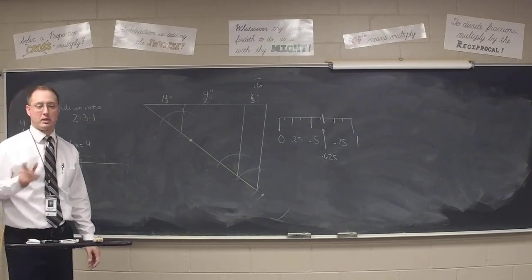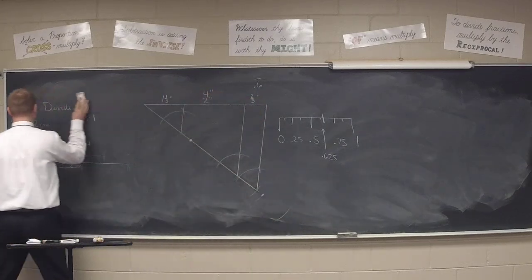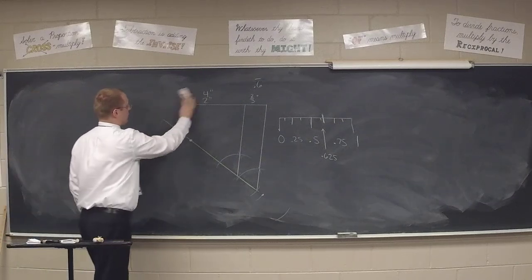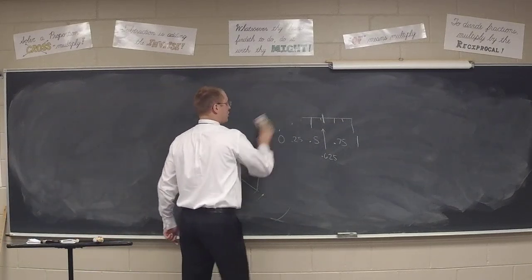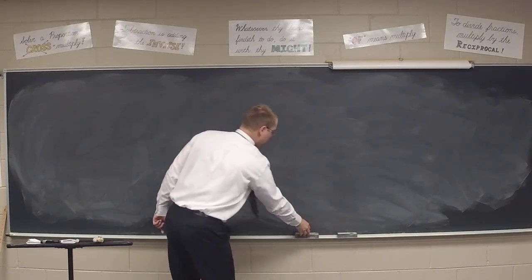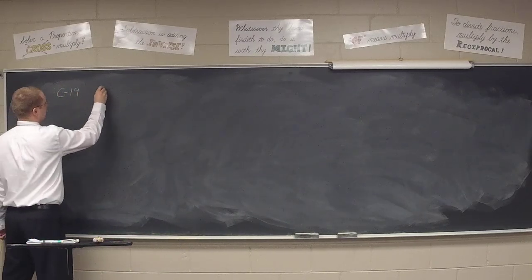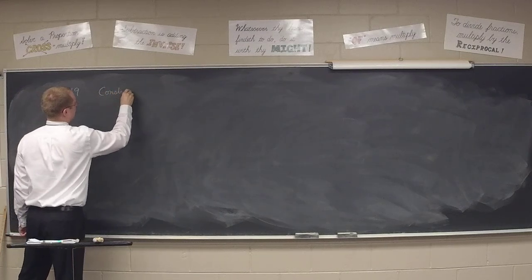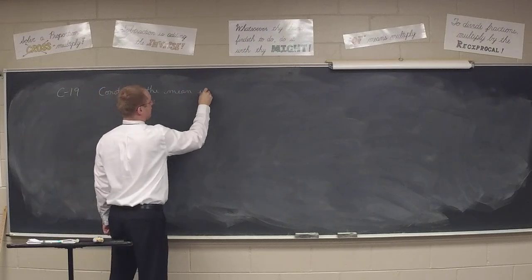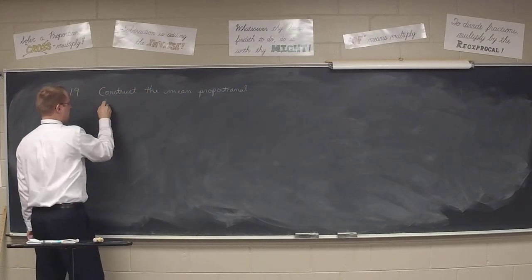All right, get the sheet of paper that has the reinforced edge. We're going to move on to our next construction. And earlier, someone kind of mentioned a mean proportional. Well, we can construct those too. So construction 19, constructing the mean proportional to two given segments. Construction 19, construct the mean proportional to two given segments.